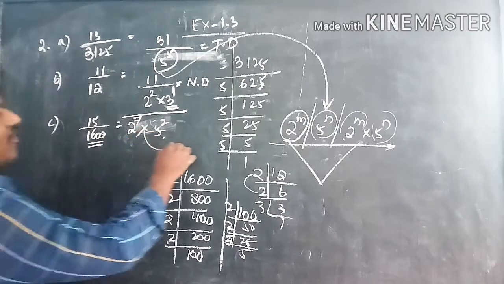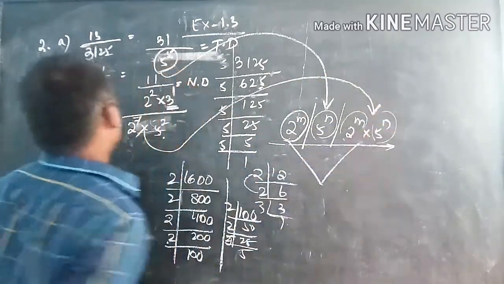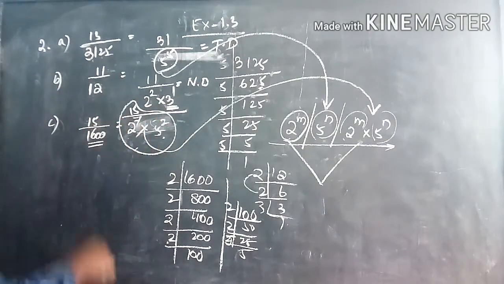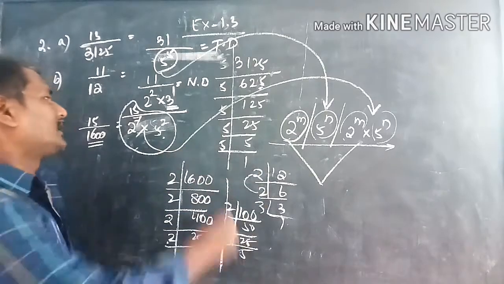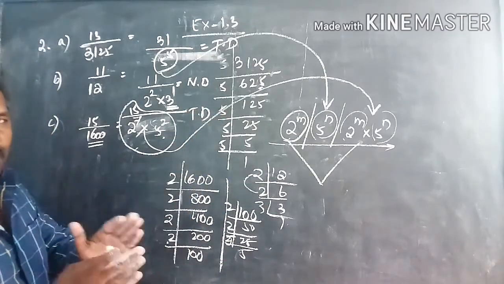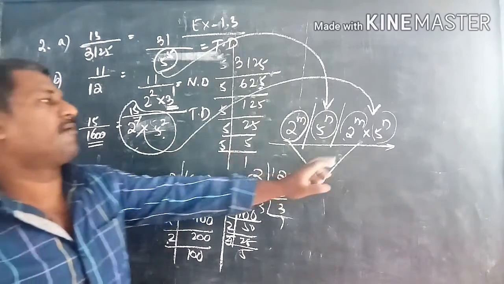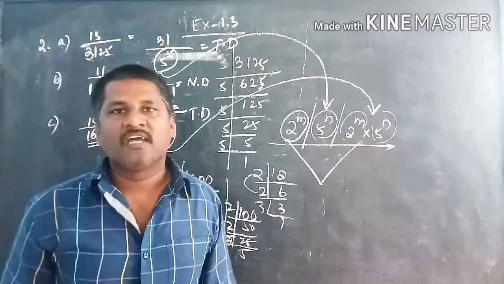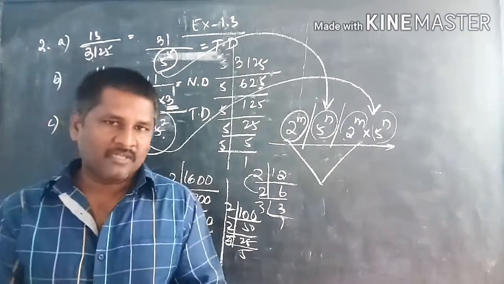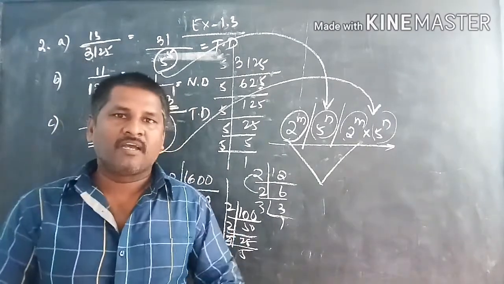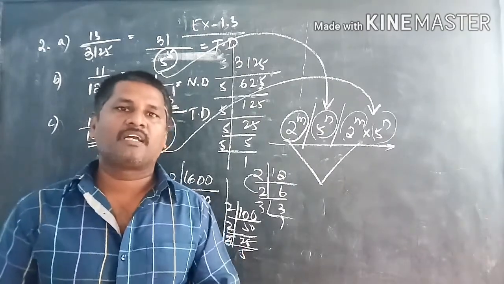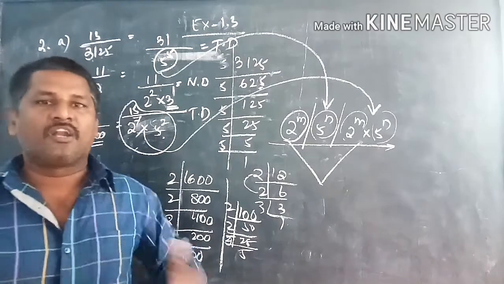So this is in the form of our third case. The numerator is 15. This rational number is also a terminating decimal number because the denominator of this rational number is of the form 2 power n and 5 power n. Therefore this is a terminating decimal form. You can understand it in this way. This is the way to know how to classify the given rational number as terminating or non-terminating.